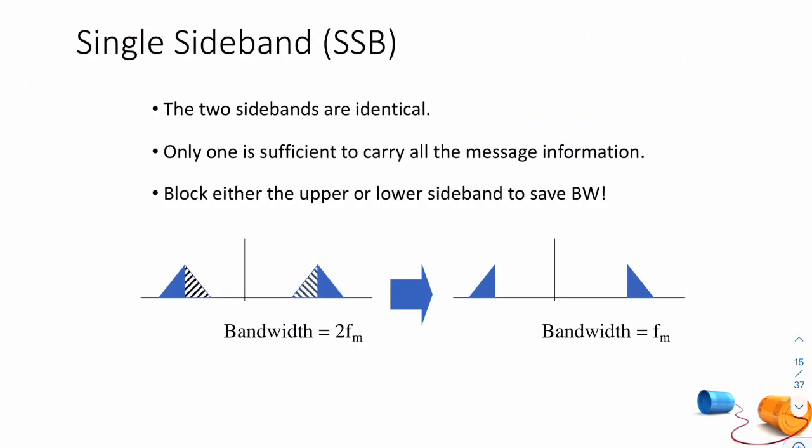So, what does it look like in the frequency domain? So, if you have a spectrum for the baseband signal that looks like that, then you'd have an upper sideband that looks like that by removing the lower sideband. You could remove the lower sideband or you could remove the upper sideband. In either case, you would have a bandwidth of FM rather than 2FM. So this is DSB and this is SSB. So you can block either upper or lower sideband.